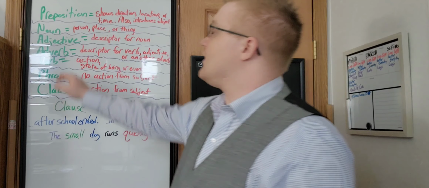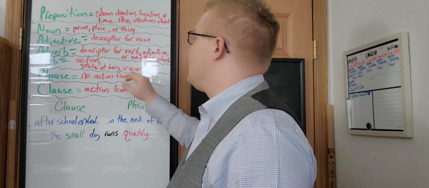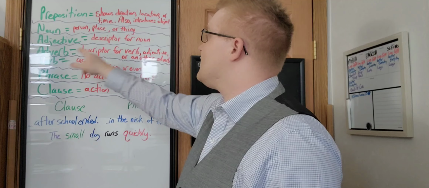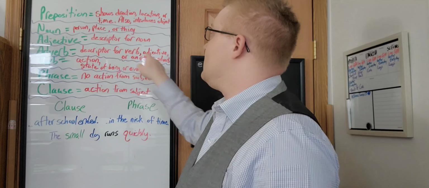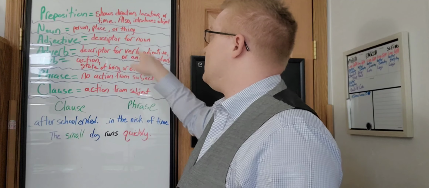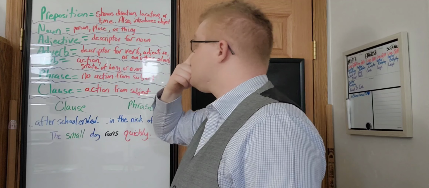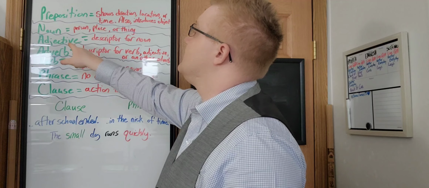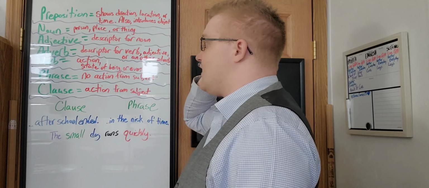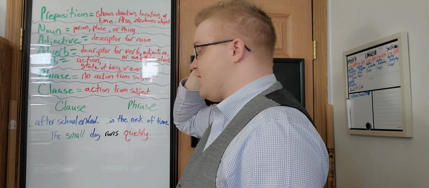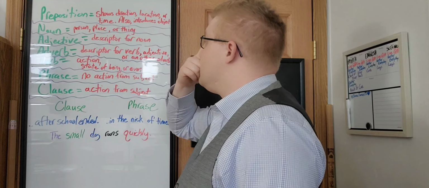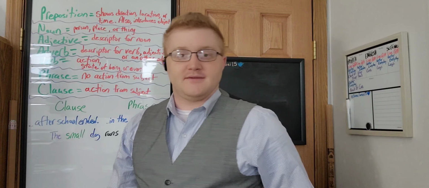So, a verb is the action or a state of being or an event. An adverb describes the verb or describes an adjective or another adverb. And a noun is described by an adjective. That's all the adjective is there for, is describing a noun. And the noun is a person, place, or thing.